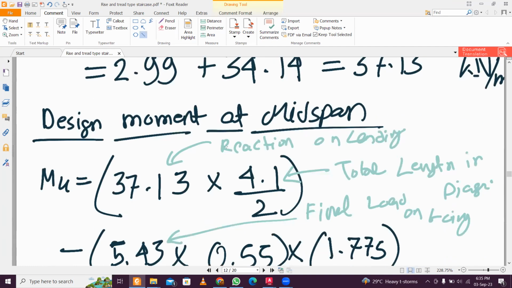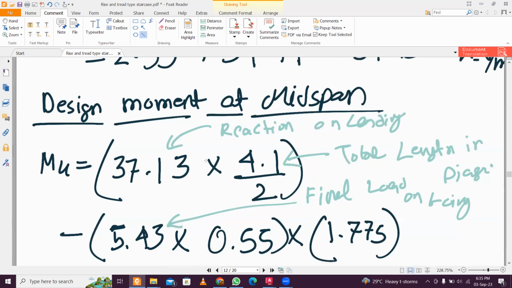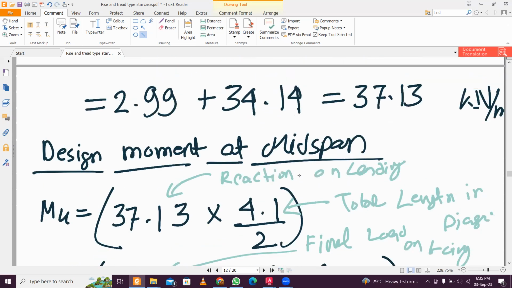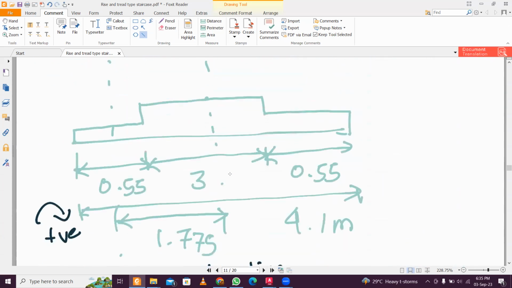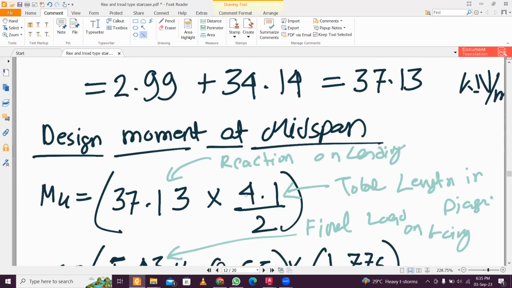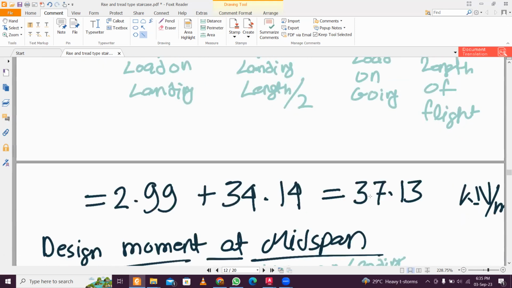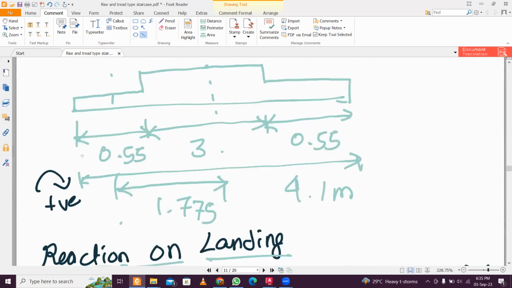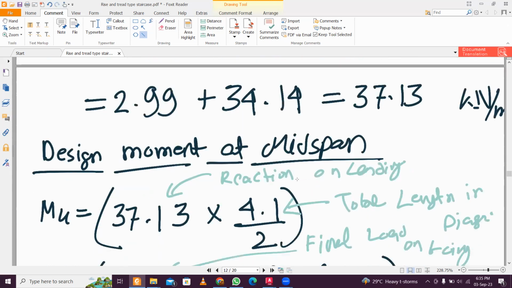Now we go to the design moment at midspan. Simply it is the reaction into the total length in the final diagram. You can see 37.13 into 4.1 by 2. So 37.13 is the reaction. Okay, this is positive. So this into the half of the length, 4.1 by 2. This is the first thing.